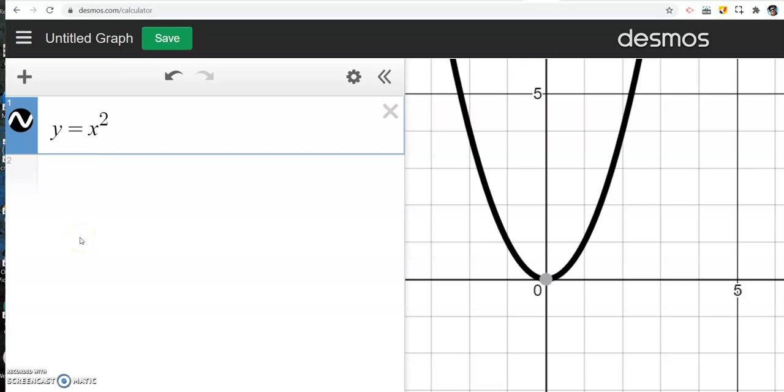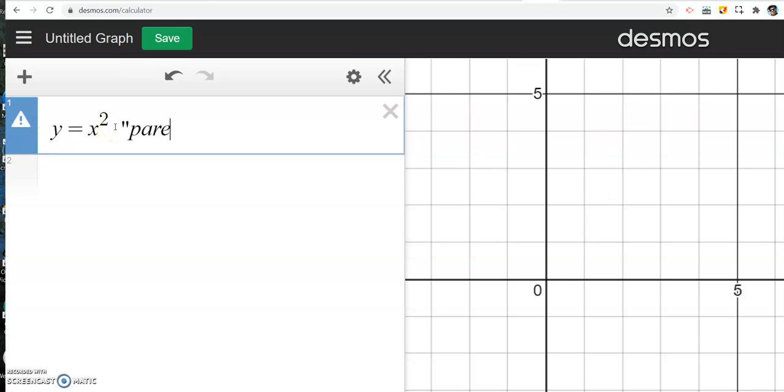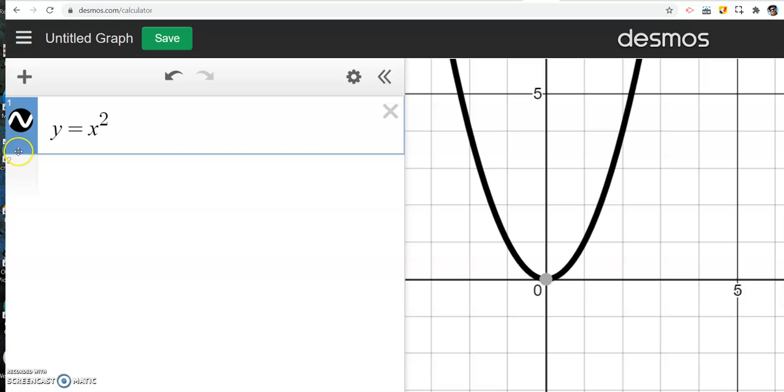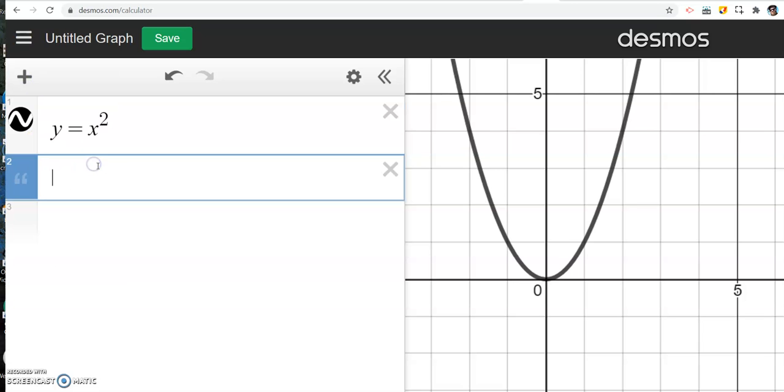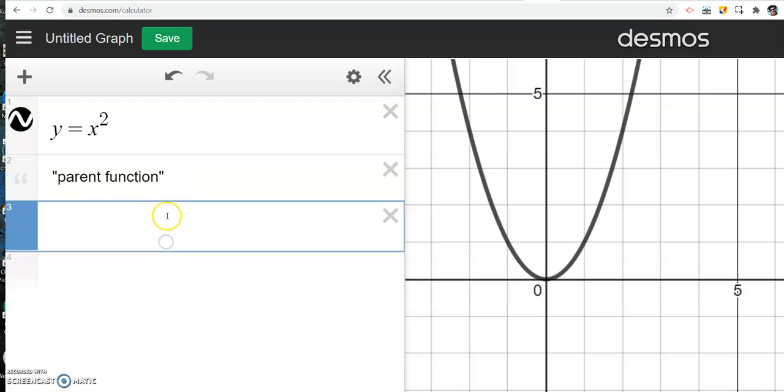All right, students, this video is going to go over section 3.1 and 3.2 in Math 2. And we're getting into graphing parabolas, and your parent function, as we call it, is x squared. Desmos doesn't like it written like that, but if you take that out, you can put it as a note here. So that's our parent function, okay?